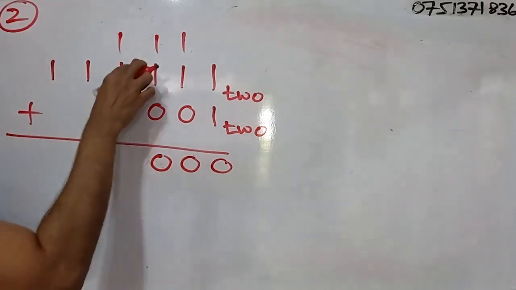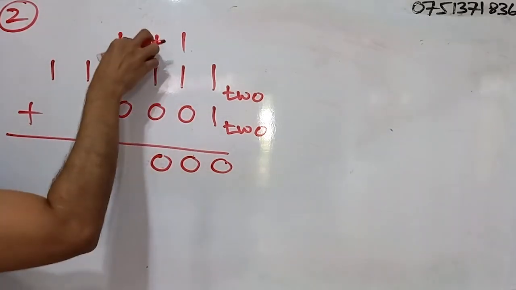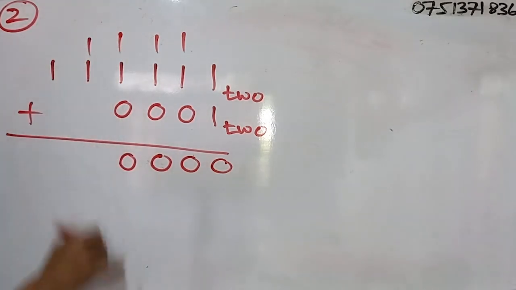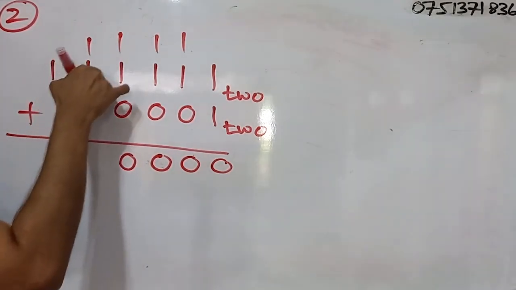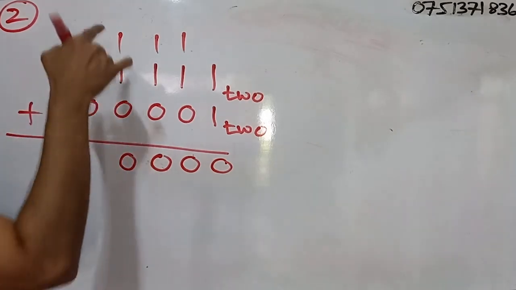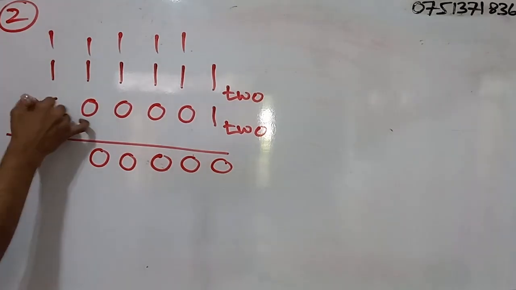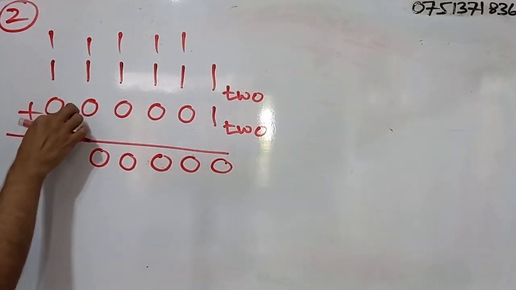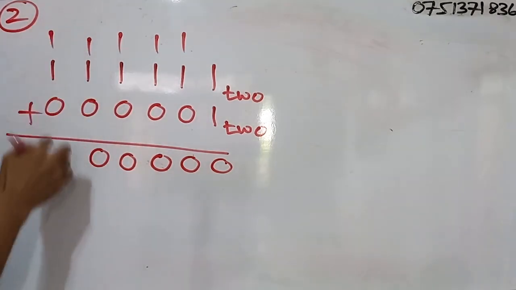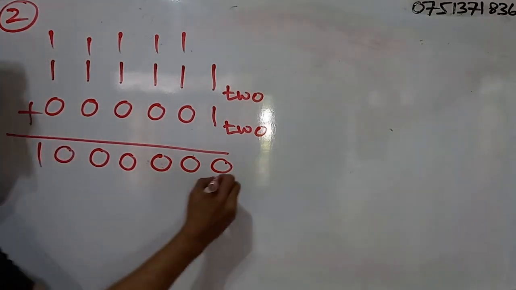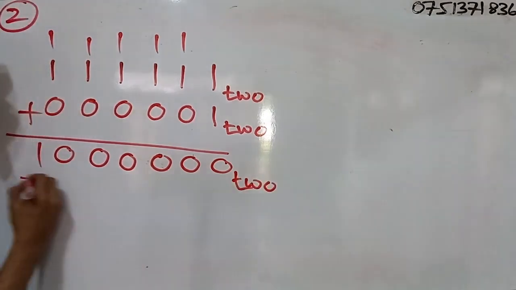Here we have a 0. 1 plus 0, that is 1. To that we add a 1. Again we get a 2. So we write 0 and pass over the 1. So here we have a 0. 1 plus 0, that is 1. To that we add a 1. So we write 0 and pass over the remainder. So here we have a 0. 1 plus 0, that is 1. To that we add a 1. So we will be getting 2. So again we write 0 and 1. And here the base is 2.